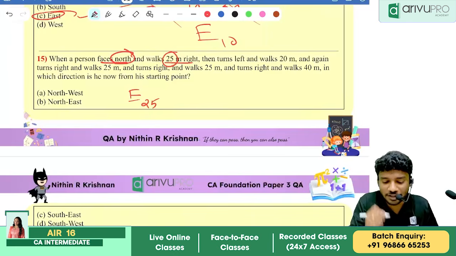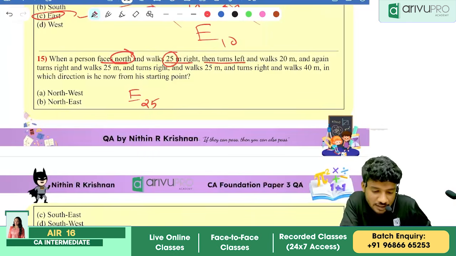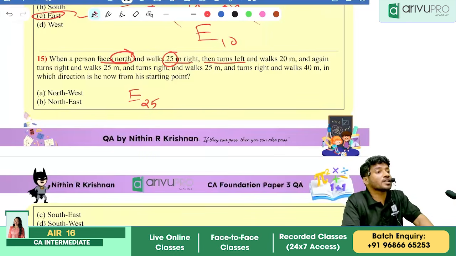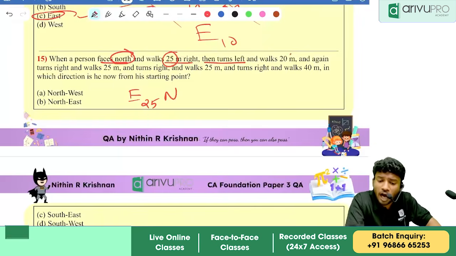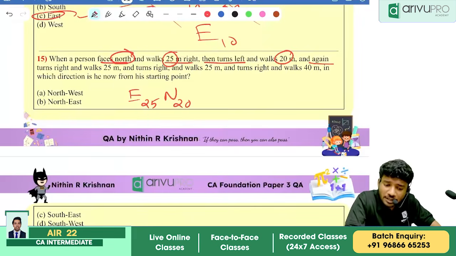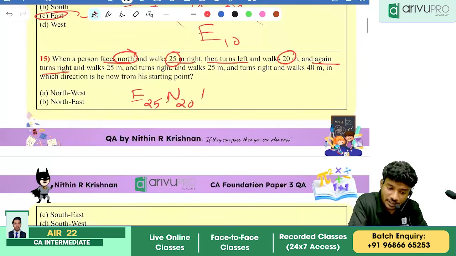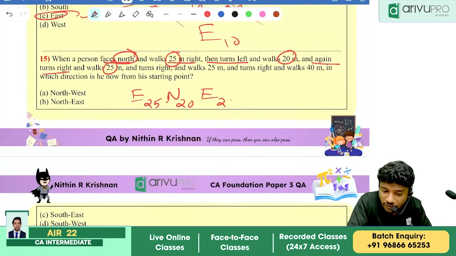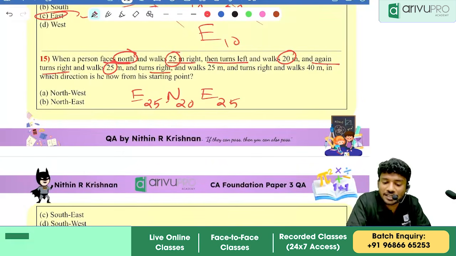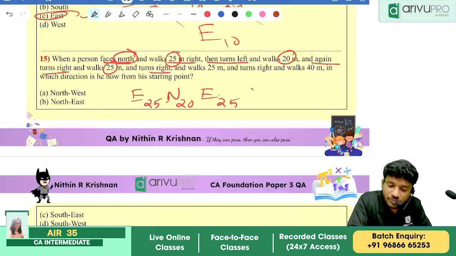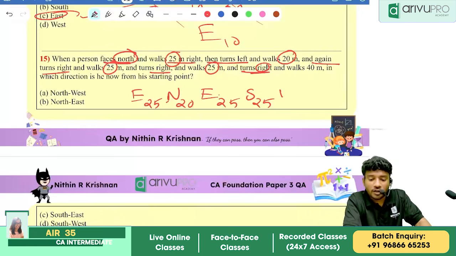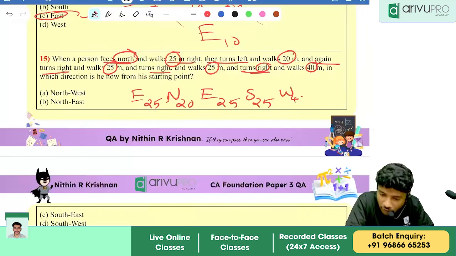How many meter? 25 meter. Then turn left. Left of east is what? North. How many meter? 20 meter. And again turn right. Right of north is what? East. How many meter? 25 meter. Turns again right. Right of east is what? South. How many meter? 25 meter. Turns right again. What is right of south? West. How many meter? 40 meter.